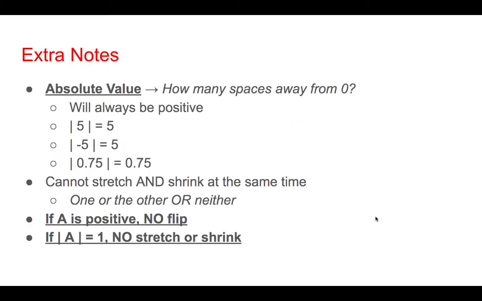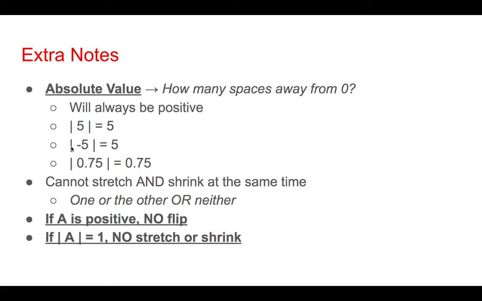Okay. So here are some notes on that for you. When we talk about the absolute value for the stretch or shrink, the absolute value is basically asking, how many spaces away from 0 is this number? And your absolute value will always be positive. So if I were to ask you, what is the absolute value of 5? 5 is 5 spaces away from 0, so the absolute value of 5 is 5.